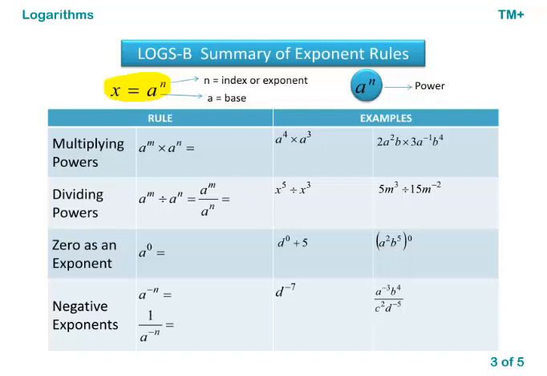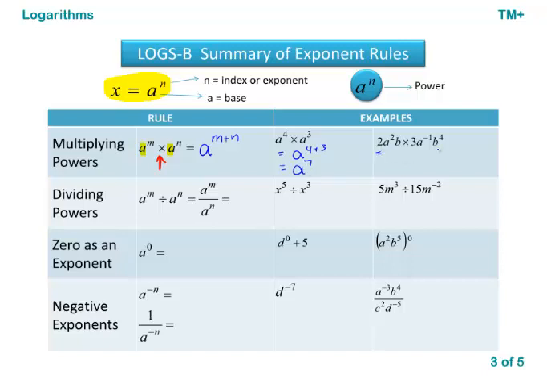Firstly, multiplying powers. When we have the same base, which you can see here, both a's, and we're multiplying, then we can add our indices. So this becomes a to the power of m plus n. So for example, a to the 4 times a to the 3 is a to the 4 plus 3, which is a to the 7.